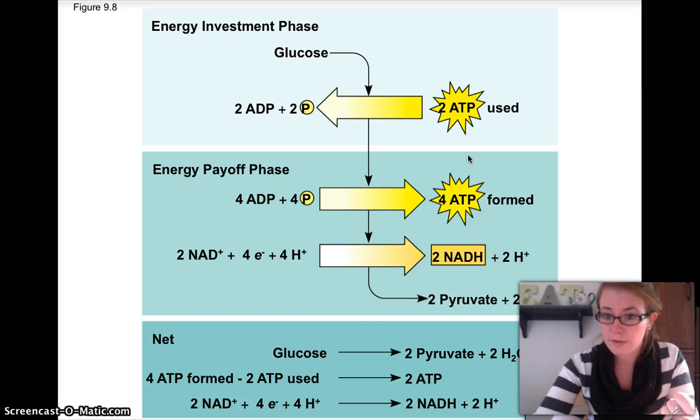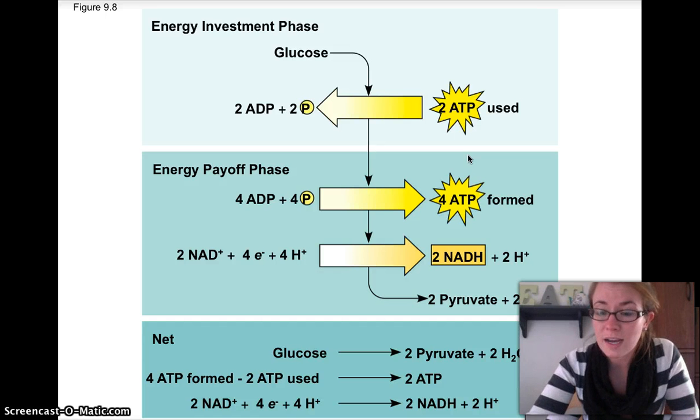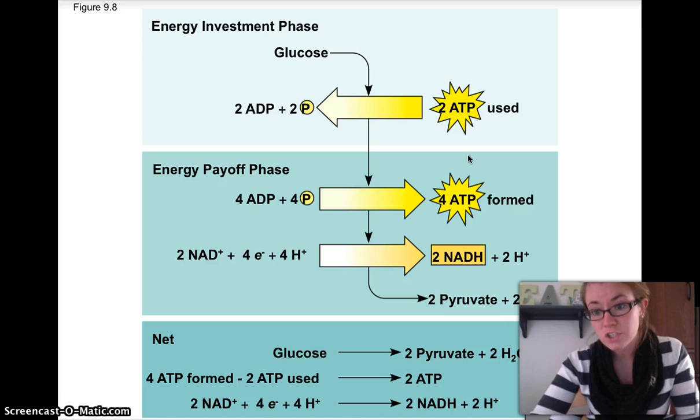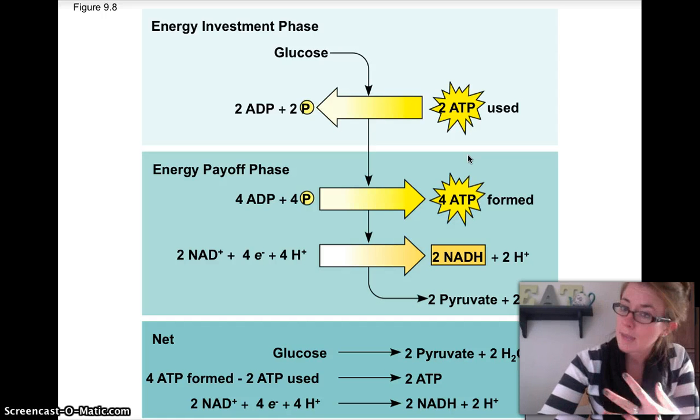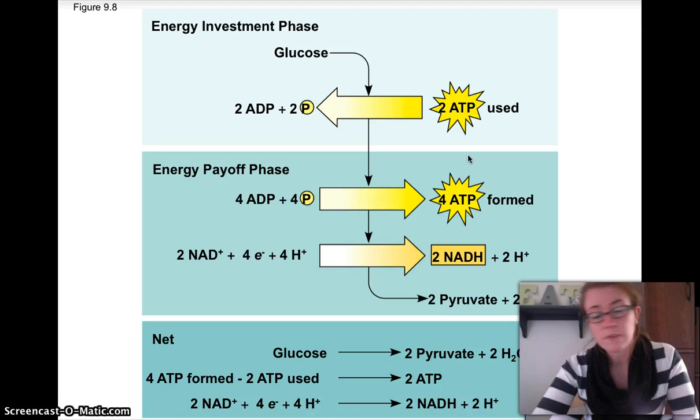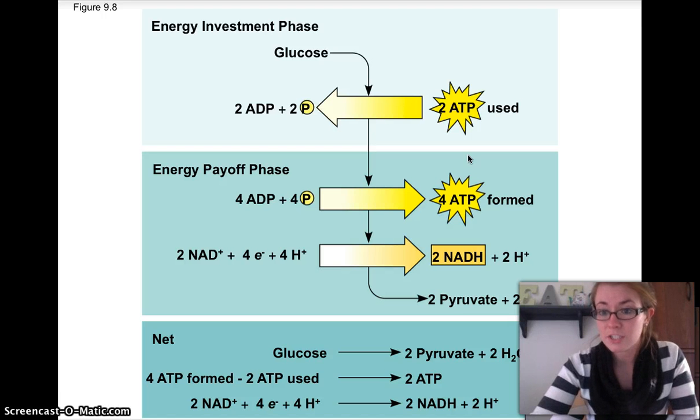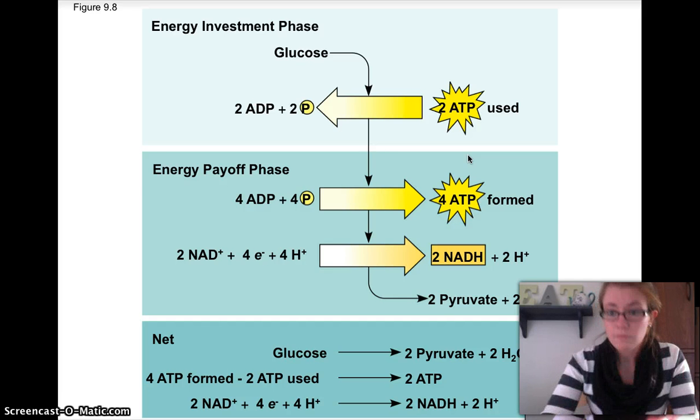So we get 2 pyruvate. As a consequence of that, we also get 2 waters, because remember, glucose is being oxidized, and so oxygen is being reduced and picking up the electrons and becoming water. Then we get 2 ATP made, but we have to put in 2 ATP. We get 4 ATP formed and 2 ATP used. So overall, we have 2 ATP coming out, and we put in 2 NAD plus, and these 2 accepted electrons, and now they're 2 NADH. So that's the overall net.